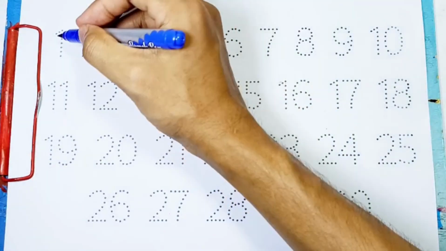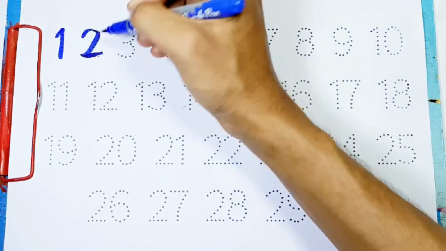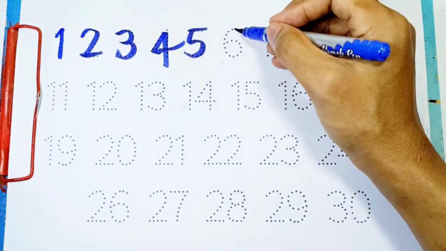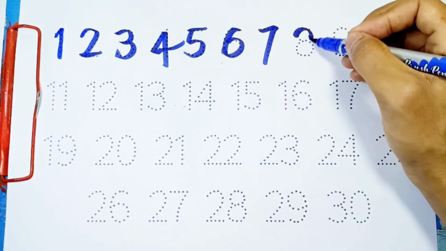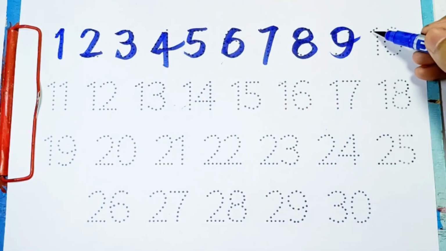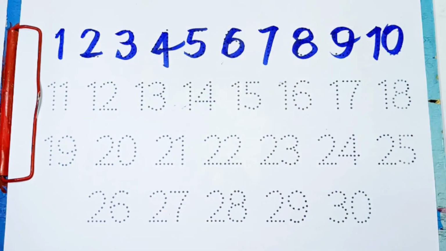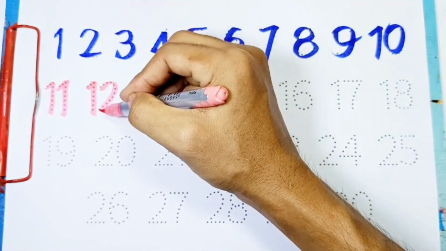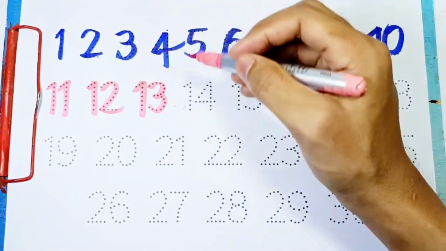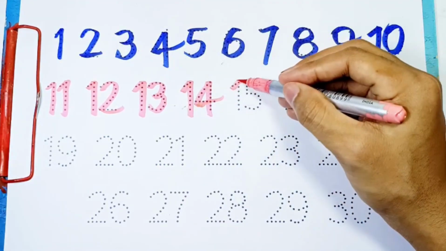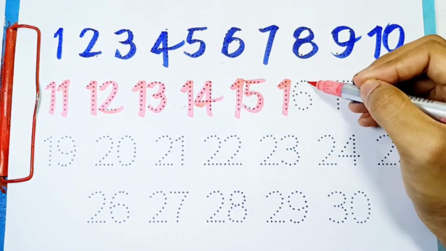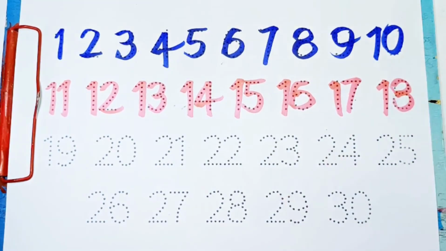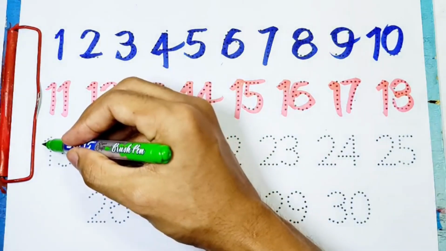First we're using the color of blue, and now we're writing 1, 2, the number of 3, 4. 5. The next one is 6, 7, 8, 9. 10. Light pink color. 11, 12, 13, 14. The next one is 15, 16, 17, 18. Now we're using the color of light green.